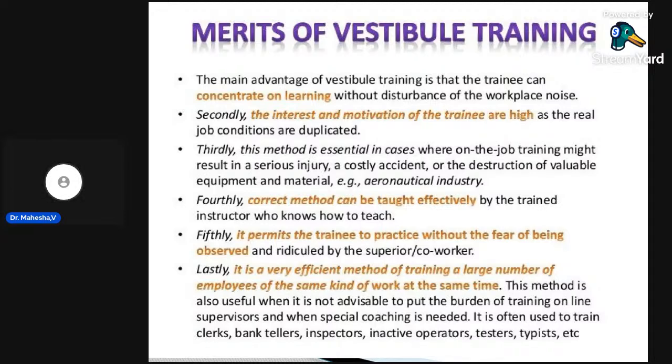This method is also useful when it is not advisable to put the burden of training on supervisors and when special coaching is needed. This is a very efficient and effective training method for a large number of employees who are working in the same cadre.